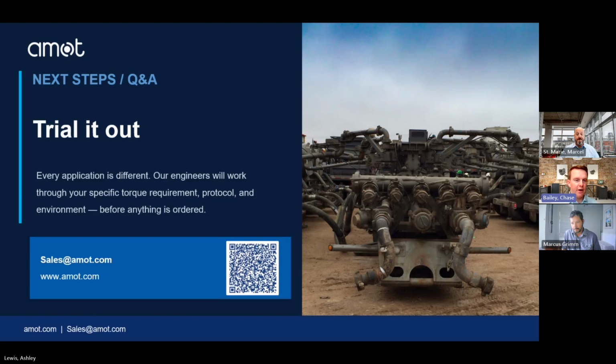Correct. Yeah, we've got some 3D models available. That way you can see how it fits into your current design. And as you mentioned, a couple different options when it comes to communication protocols, torque requirements, mounting options. So that's why it's best to reach out. That way we can look at the full design and spec out the correct actuator.